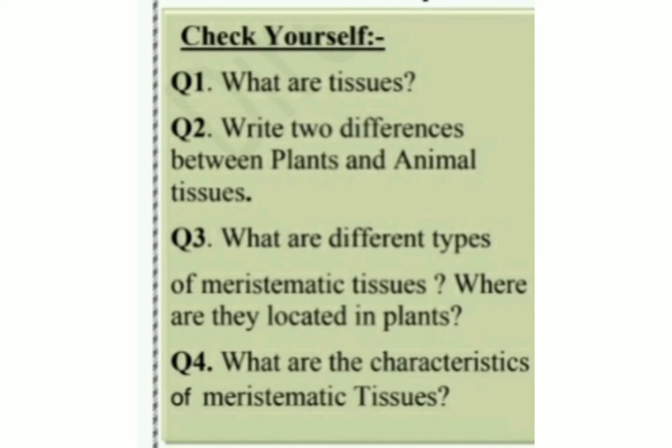Now question answers. First question is, what are tissues? Second, write two differences between plant and animal tissues. Third question is, what are the different types of meristematic tissue? Where are they located in plants? We have discussed all these questions in our worksheet. Fourth is, what are the characteristics of meristematic tissues? Now we will be discussing these answers one by one.